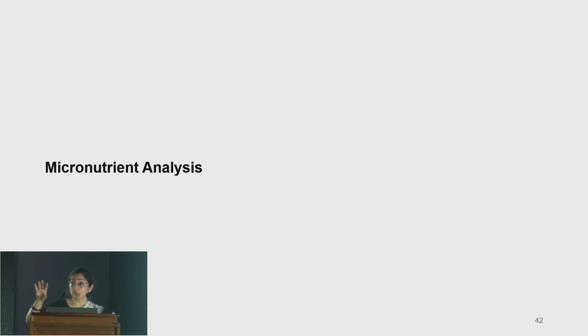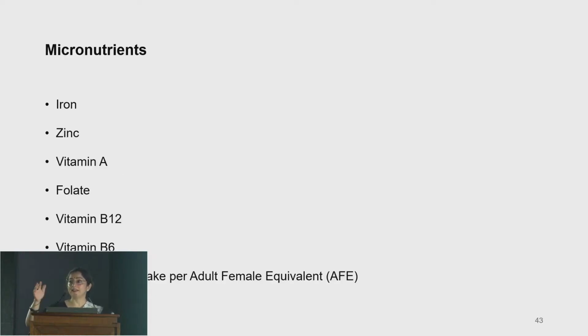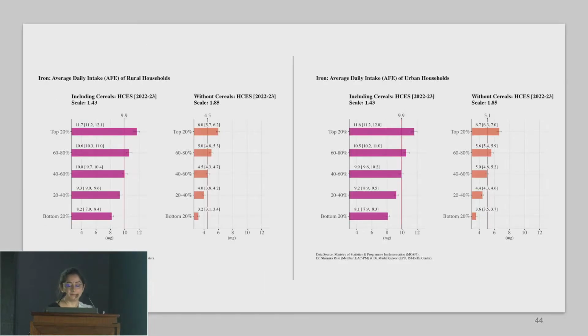Now let me get to the main theme of what I'm getting into. Why am I interested in all of this? Because I'm interested in micronutrient analysis. What the NIN and the ICMR tell us is the micronutrient content of each food item. Here I'm going to focus on iron, though the report looks at six different things: iron, zinc, vitamin A, folate, etc. I will focus mostly on iron. This is telling us the average intake of rural households and urban households.